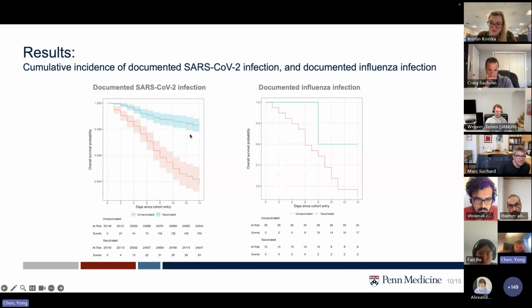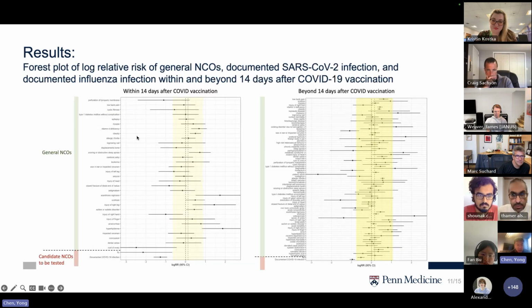And we also looked into the influenza as another outcome. As we can see, there is also a separation. So we know biologically it takes some time for the vaccine to take effect. But empirically, using the EHR data, we do see such a separation between the two groups. So we are trying to find out what's going on.